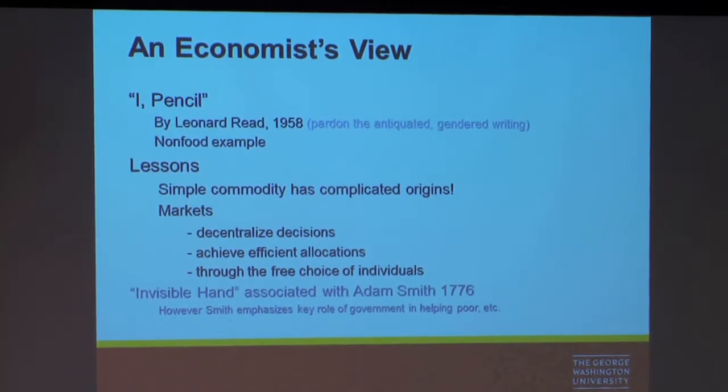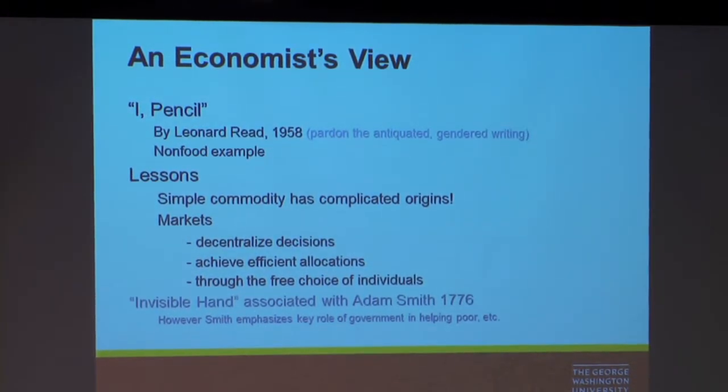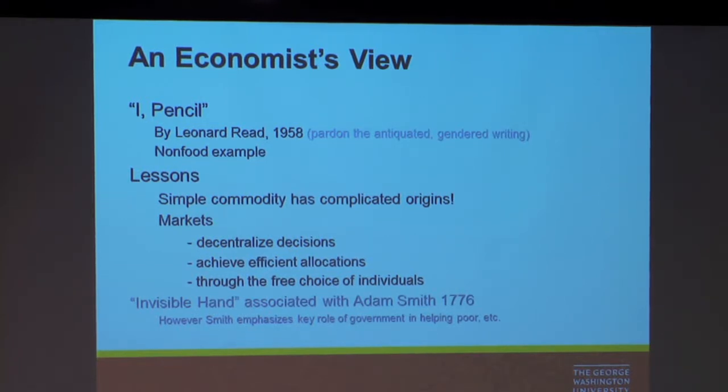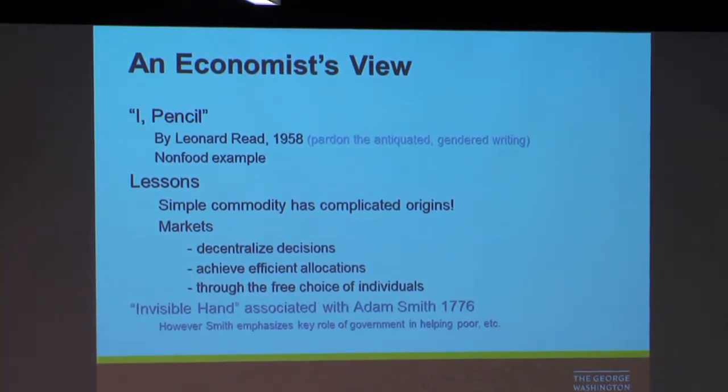The lessons are that a very simple commodity, and commodities are things that are identical. You get one, you get another, you get another. They all look the same. It's not a specialty good, it's a commodity. This simple commodity that we write with has very complicated origins. That markets decentralize the decisions by which all these different actors are working on their part of this very simple pencil to create what's needed to bring it to you at a very cheap cost. The markets do this by decentralizing the decisions. They achieve efficient allocations, efficient meaning little is wasted along the way.